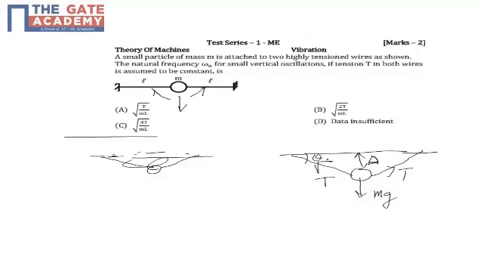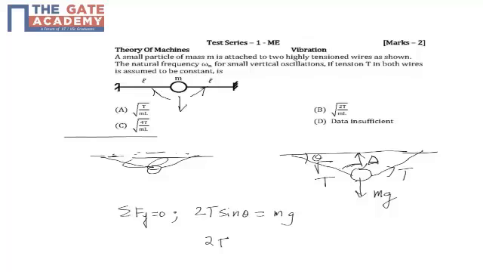Now in the static position, I can say that the vertical component of each T is T sine theta, because this will be 90, this will be 90 minus theta. When you resolve this T, it will be T cos(90 minus theta), which will be T sine theta upwards. So 2T sine theta balances the weight. So this is the static deflection.